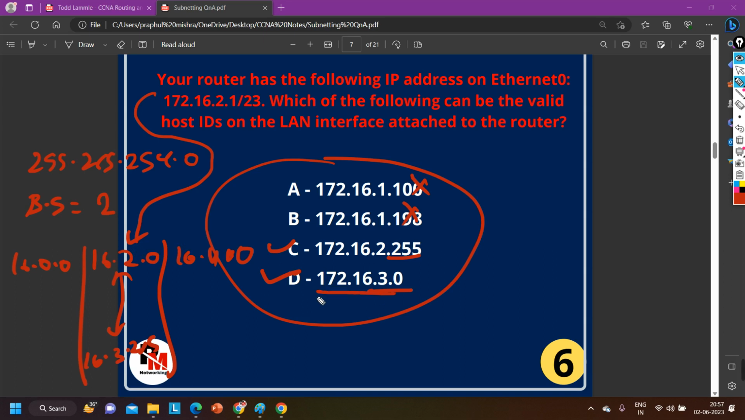Okay. Can I configure this IP address on the interface of a router? Yes, you can, sir, because it is not a network ID. It is a valid IP address, so we can configure it.